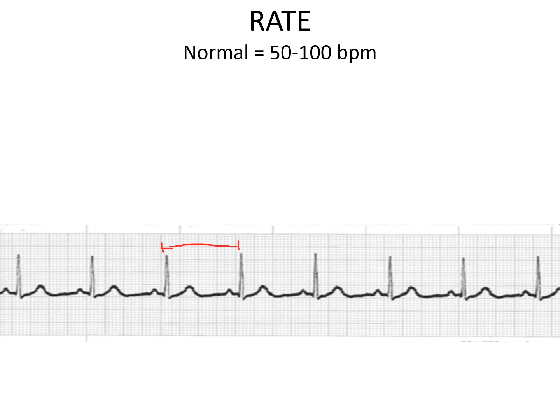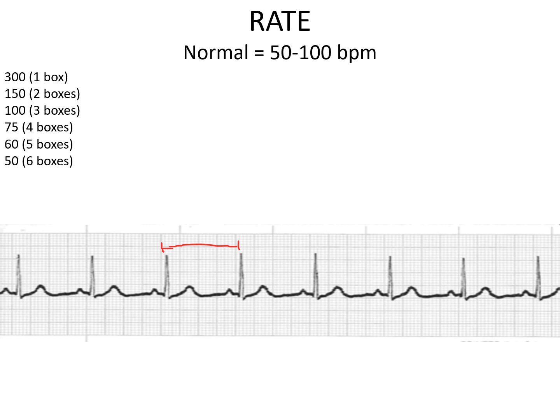Normal rate is 50 to 100 beats per minute. The rate can be counted by the square counting method, which is by counting the number of big boxes between the R waves using the following sequence of numbers. If there is one box, it is 300 beats per minute. Two boxes, 150 beats per minute. Three boxes, 100. Four boxes, 75. Five boxes, 60. Six boxes, 50 beats per minute.